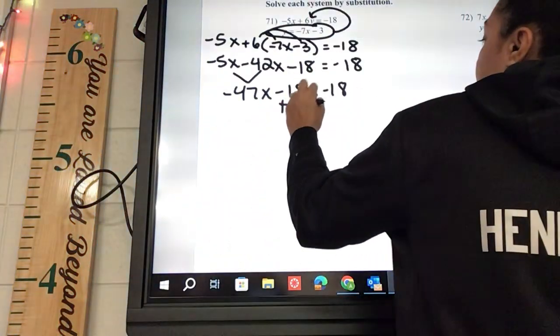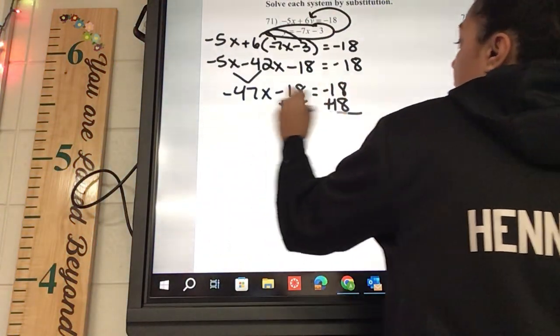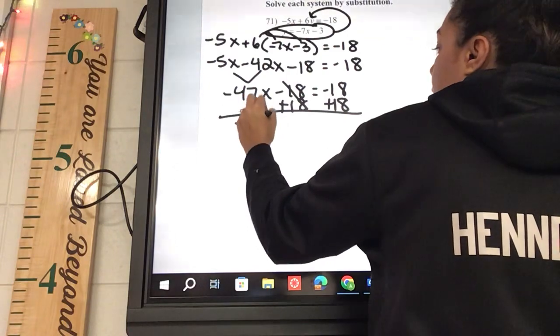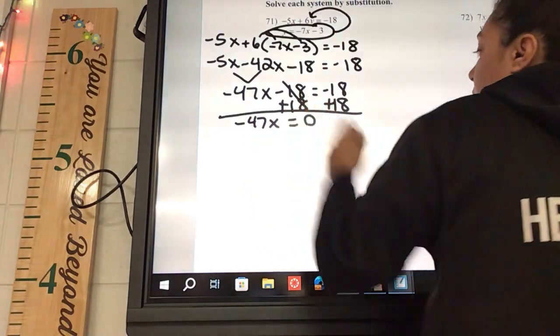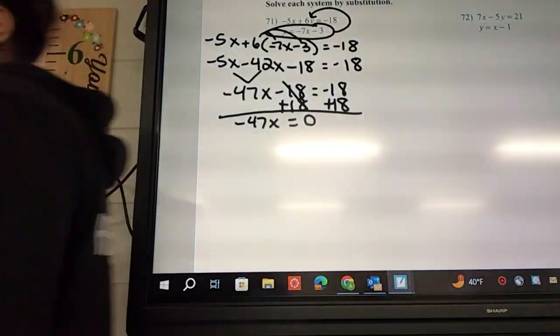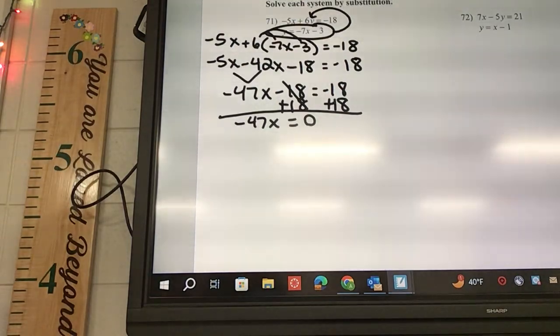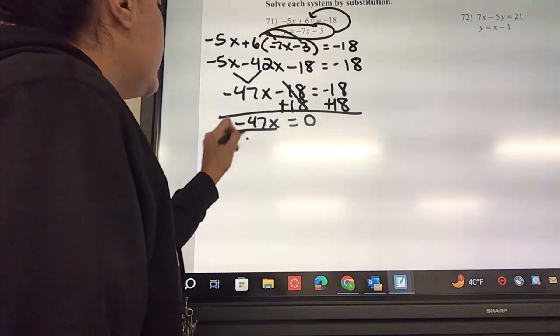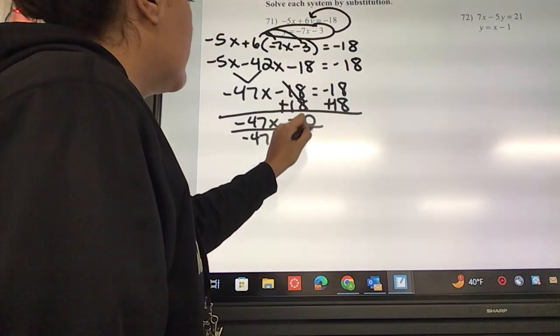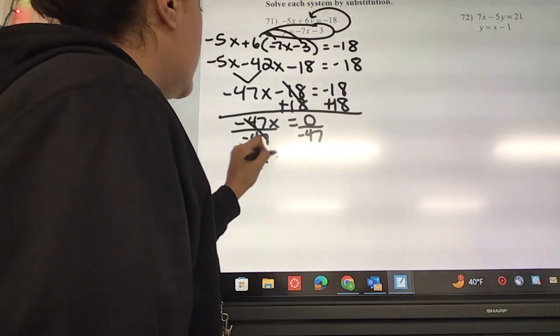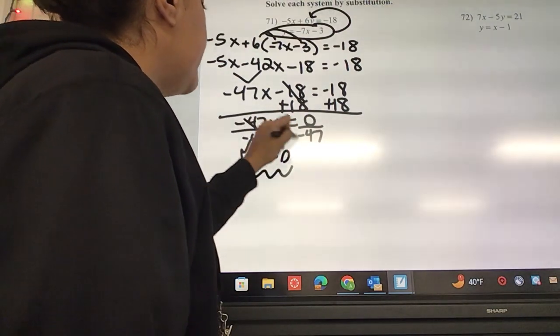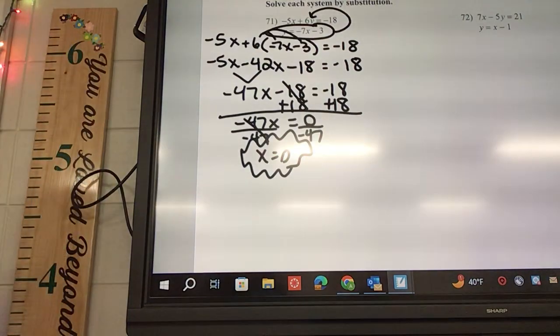Okay, so we can add 18 to both sides because he's the third wheel. So I get negative 47x equals 0. And then we're gonna divide by negative 47. So I get x equals 0. Okay, and I always say draw a box around this so you don't lose them.